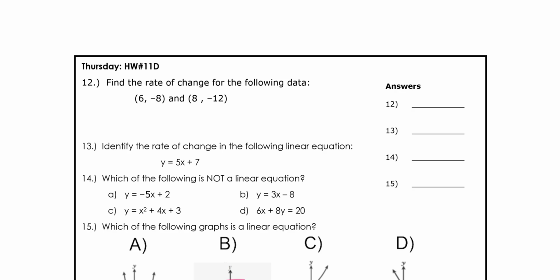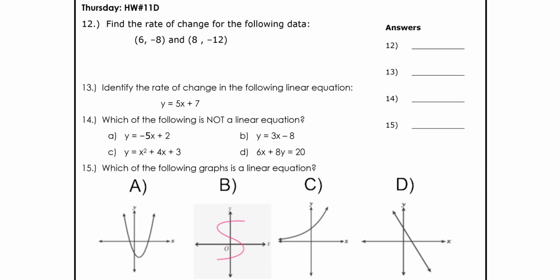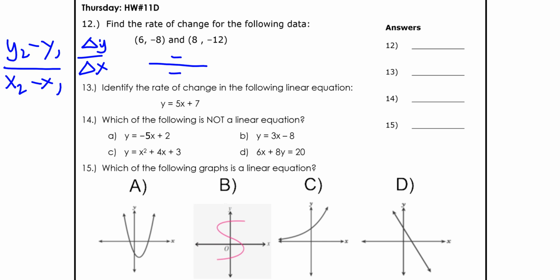Alright, let's take a look at this last section here. Number 12, find the rate of change for the following data. Remember, rate of change is the change in y over the change in x. You can also use the fancy letters of this formula. The y's from both points, the x's from both points. So I'm going to set up my fraction with my minus in the middle, and then I'm going to put my y coordinates in first. And then I'm going to put my x coordinates in second.